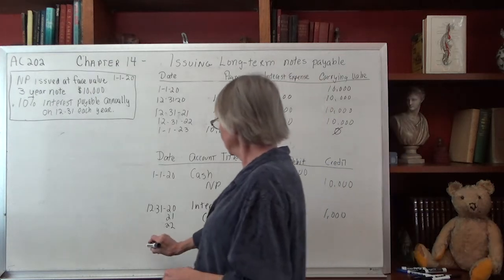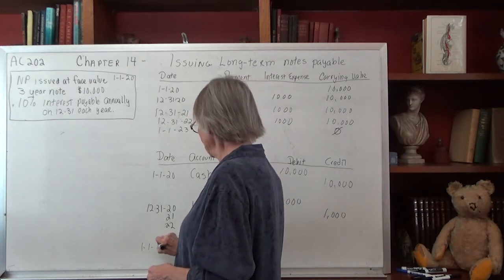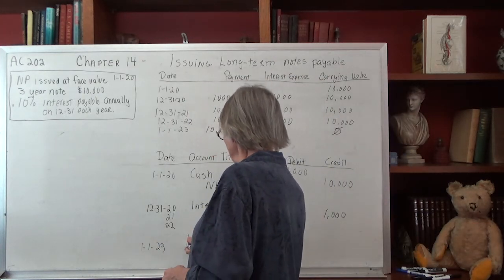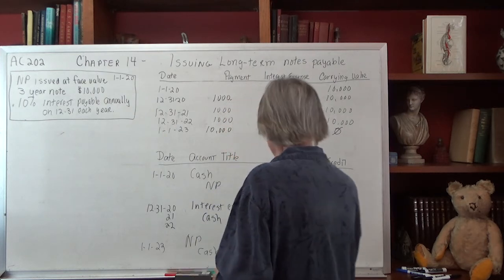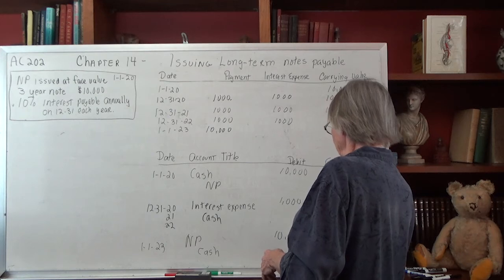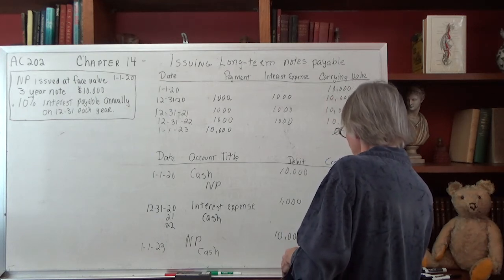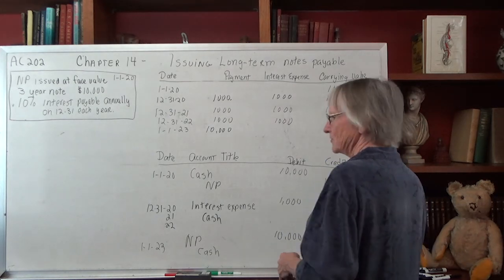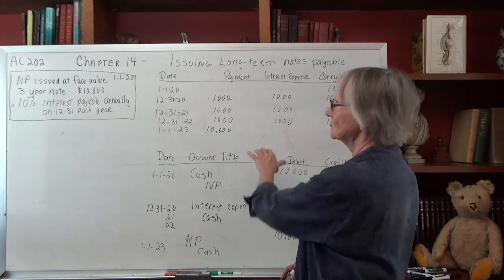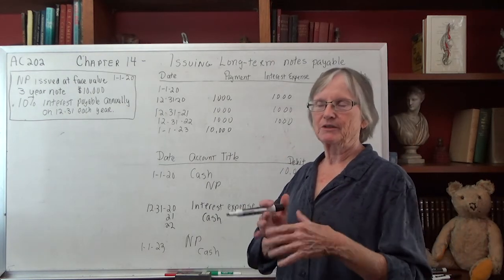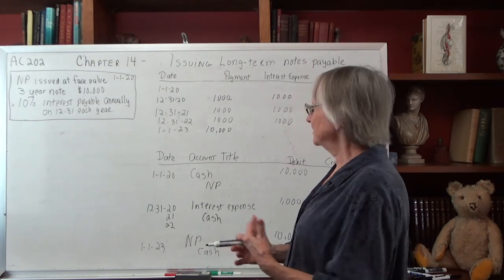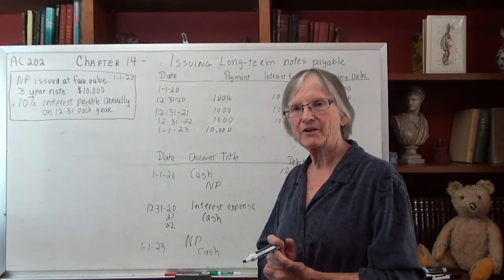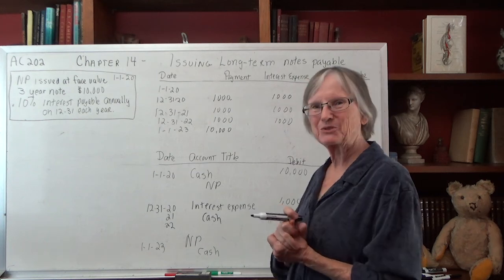And then on 1/1/23, we pay off the note payable, we write the check, and we are free and clear. So with these notes payable, most of the battle is just getting this figured out as to, okay, what's going on in this problem, what are we actually paying, and then once you get that figured out, you can do the journal entries.